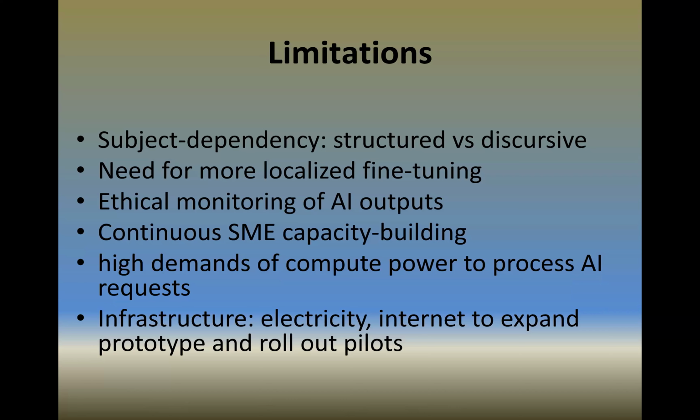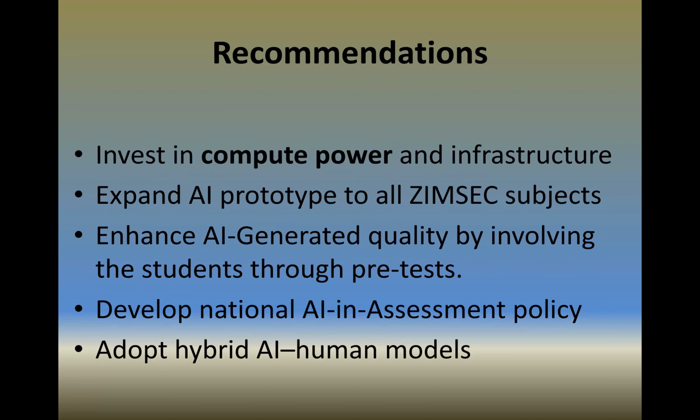There is a need for ethical monitoring of the outputs through human oversight, and capacity building of the subject matter experts in order to roll this out to all the other 113 subjects that I spoke about that we assess for. And I'll not overemphasize the need for high compute power to process AI requests. The last one here is peculiar to us, where we've got challenges of internet and challenges of power. In terms of scaling up our prototype, these are areas that we need to look at as an institution.